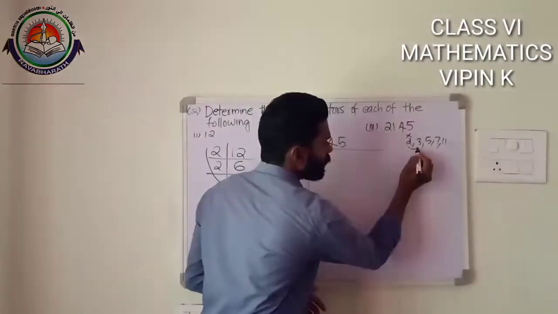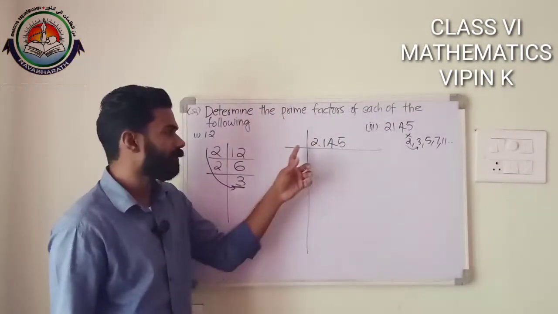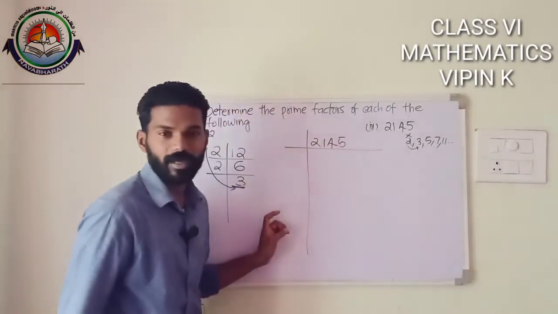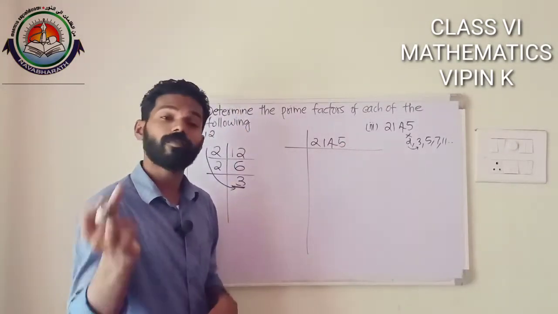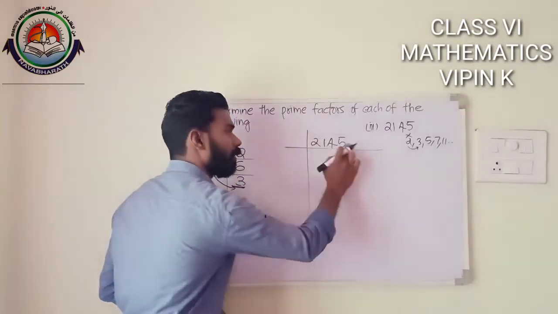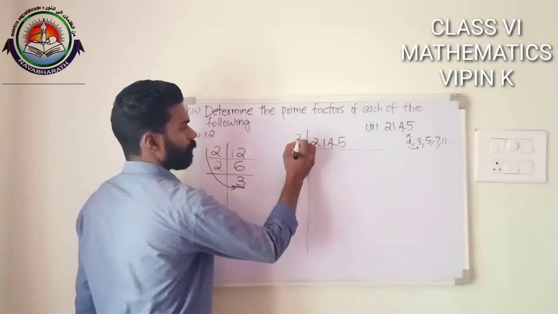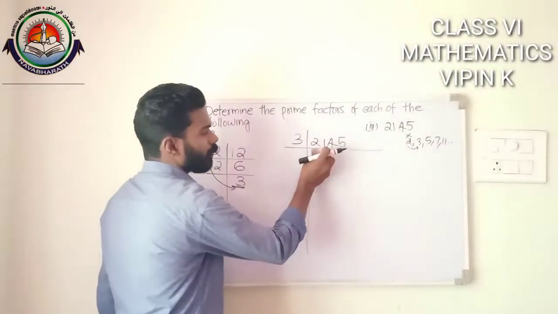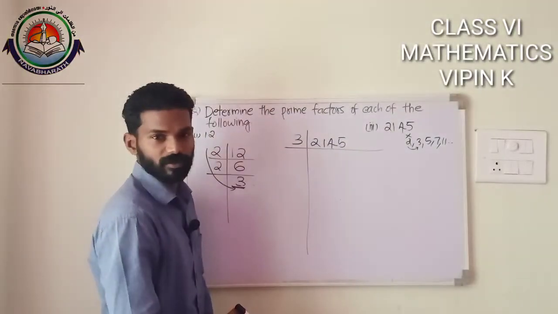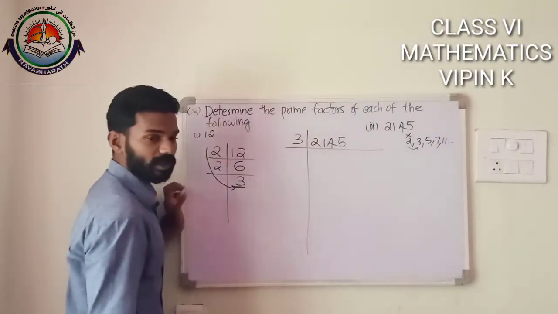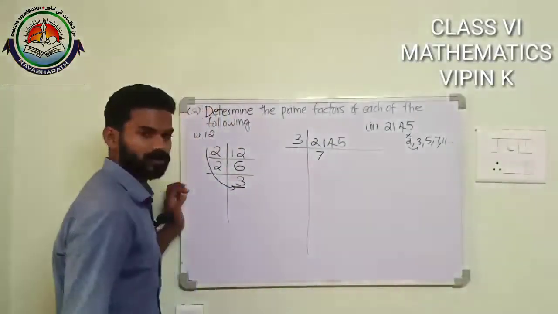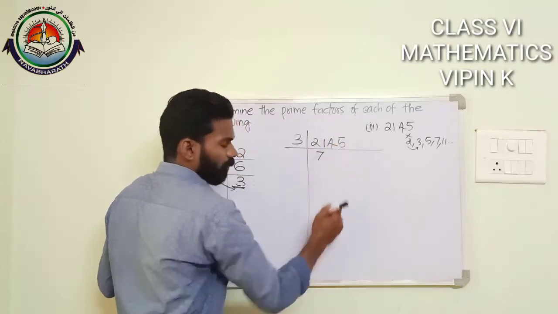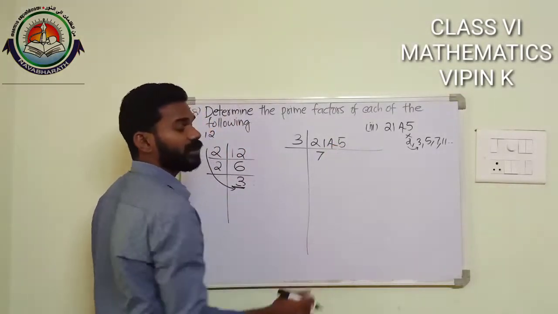Then we check whether it is divisible by 3 or not. Check the divisibility by 3: sum up all the digits. 2 plus 1 is 3, 3 plus 4 is 7, 7 plus 5 is 12. And 12 is divisible by 3, so this number is also divisible by 3. So we can start by dividing by 3. Clear? The second prime number. Now, out of 21, how many times does 3 occur? You know that in 21, 3 occurs 7 times. Clear? Now you can see that we are dropping this 4. And you know how many times 3 occurs in 4?